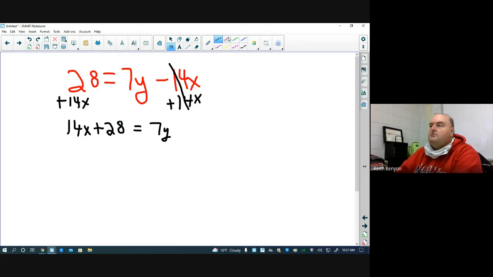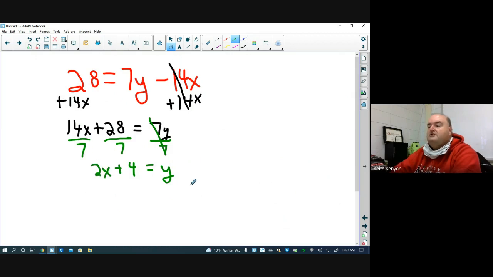Okay, so now I've got 14x plus 28 equals 7y. I'm going to need to divide everything by 7 to get this y all by itself, so I'm going to get rid of that number in front. And when I divide, I have to divide everything by the same. I've got to do the same thing to everything, otherwise it won't work out. So the 7's here will cancel. I'm left with y. 28 divided by 7 is 4, and 14x divided by 7 is 2x.